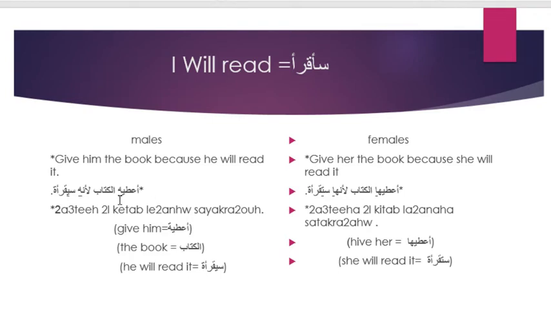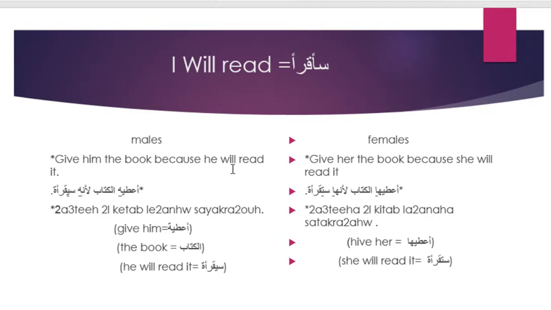أعطيه. ها here indicates "him". ها at the end of the verb indicates "him". Give him: أعطيه. If I talk about a male, I should put ها at the end of the verb. أعطيه the book الكتاب because لأنه. لأنه ended with ها again. Why? Because I'm talking about a male.